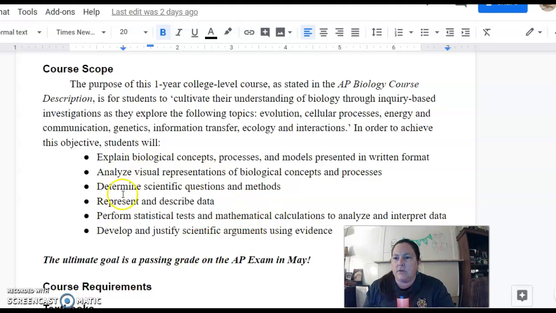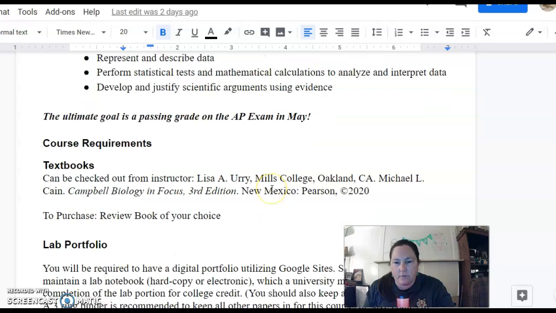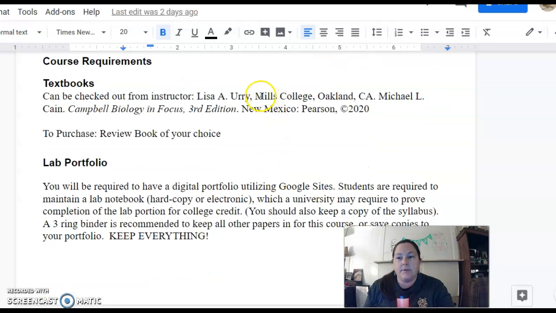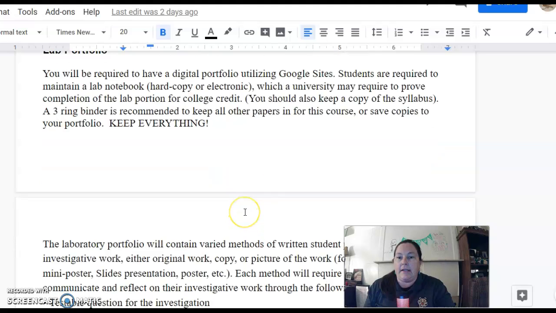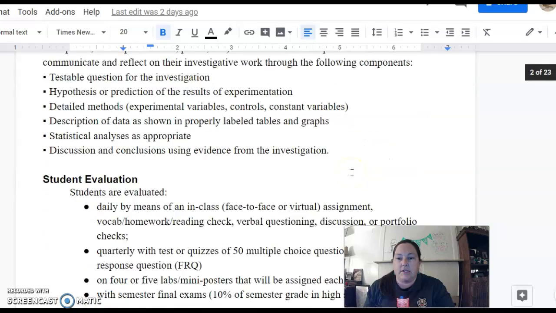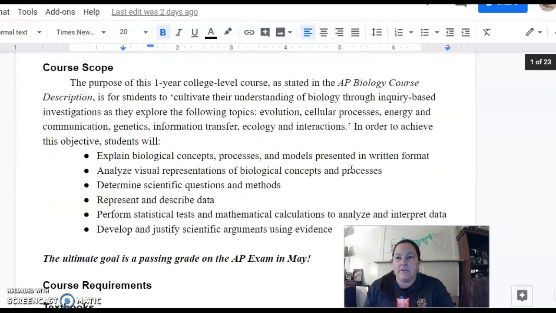I am going to go over a few items. Textbook, I will have some textbooks available to check out. I am working on getting online access as well for the textbooks. So hopefully I can have some answers for you very soon. Lab portfolio, super important to keep a lab notebook, and actually colleges may require to see your lab notebook in order for you to get credit for the lab portion of the class. So I'll let you go through the syllabus on your own. It has lots of good information on it.